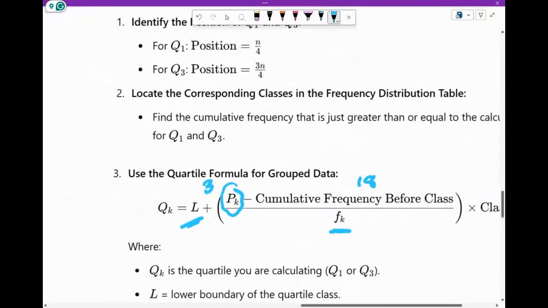I think my battery's starting to die. Let's put this here.